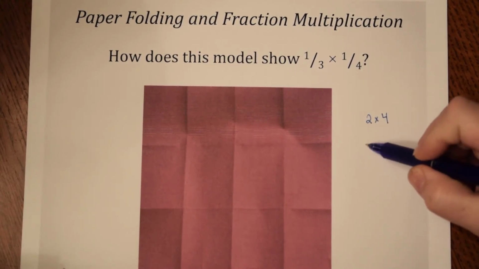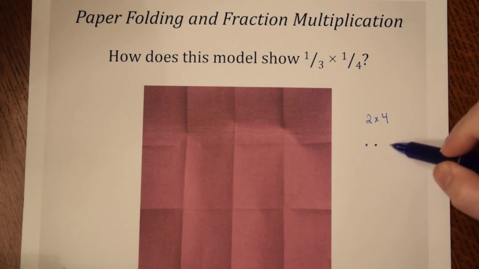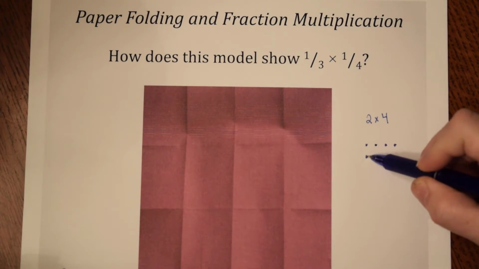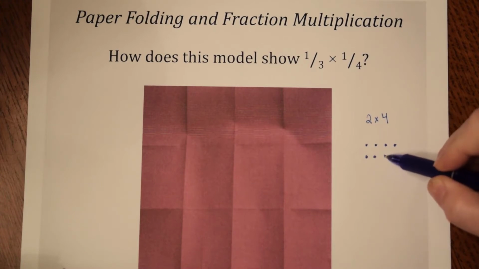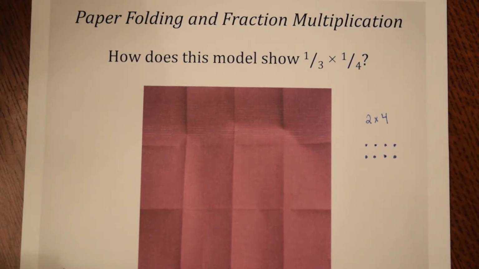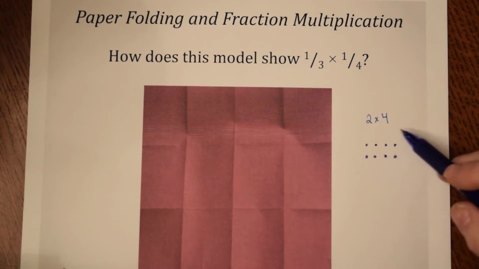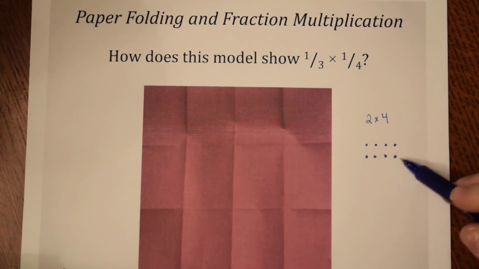Well, one of the ways was with an array model. So if I had 2 rows of 4, it would look like this. And so we can see that 2 times 4 is equal to the 2 rows of 4, which is 8. Okay, well, we're going to do the same idea, but with fractions.